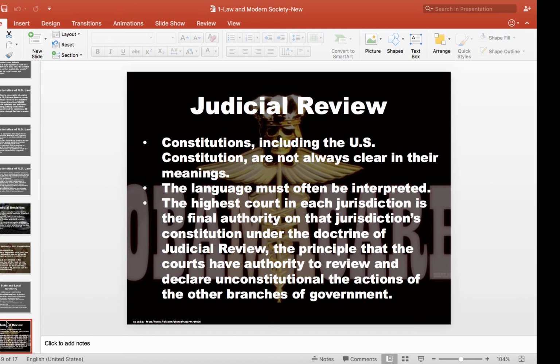So in judicial review, the Constitution, both at the federal level and at the local level, is not always clear in its meaning. The language can often be, and must often be, interpreted. So the highest court in each jurisdiction is the final authority on that jurisdiction's constitution under the doctrine of judicial review. It's the principle that courts have the authority to review and to declare unconstitutional the actions of other branches of government.